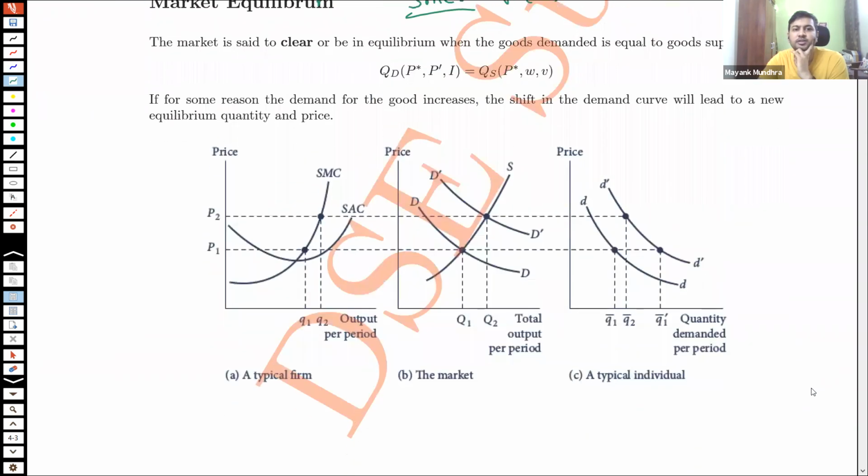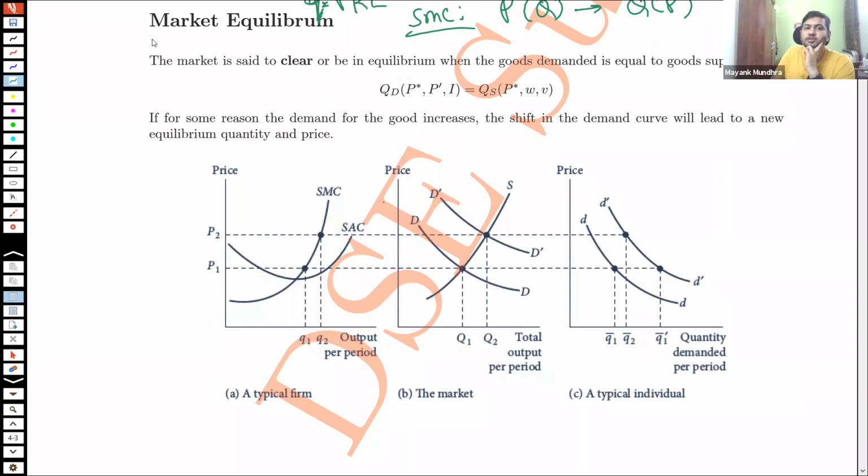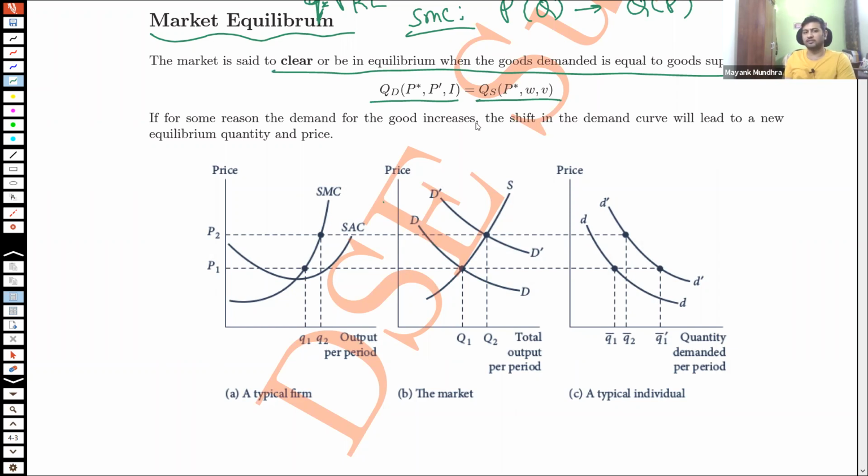Now, what is the market equilibrium? The market equilibrium is very straightforward. We saw how to get the demand curve, and we saw how to get the supply curve. The intersection will give the equilibrium market price and quantity. Now, let us look at how this equilibrium changes if you change some of the parameters. The market is said to clear, or be in equilibrium, when goods demanded equals goods supplied, so the demand function and supply function become equal.